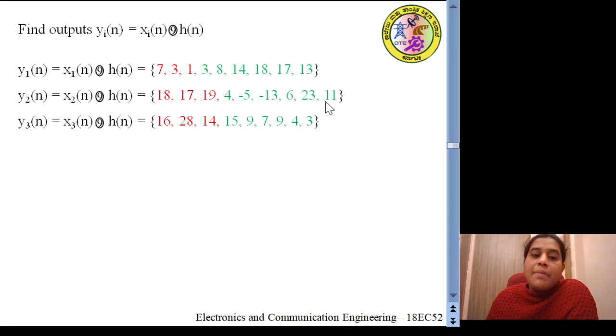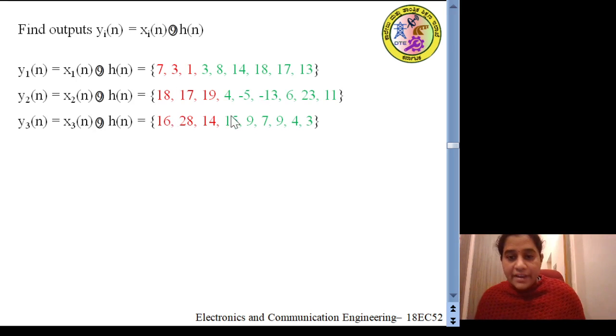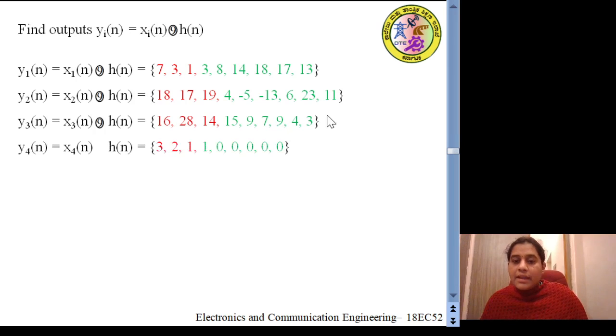Y3 of n can be obtained by 9-point circular convolution of x3 of n and h of n. We obtain the output samples of y3 of n as 16, 28, 14, 15, 9, 7, 9, 4 and 3. And y4 of n we will be obtaining by 9-point circular convolution of x4 of n and h of n. We obtain the output samples as 3, 2, 1, 1, 0, 0, 0, 0 and 0.